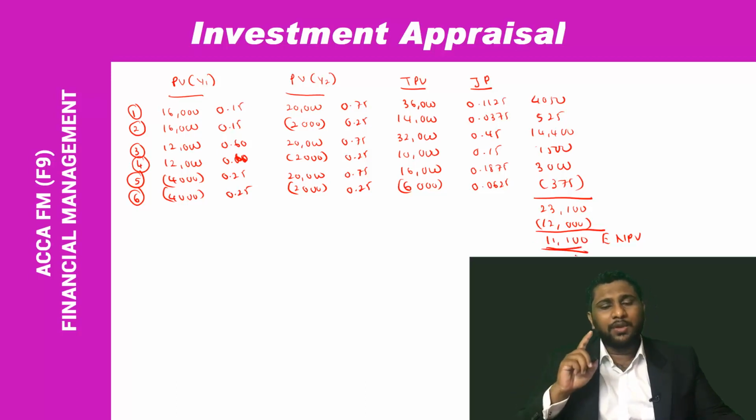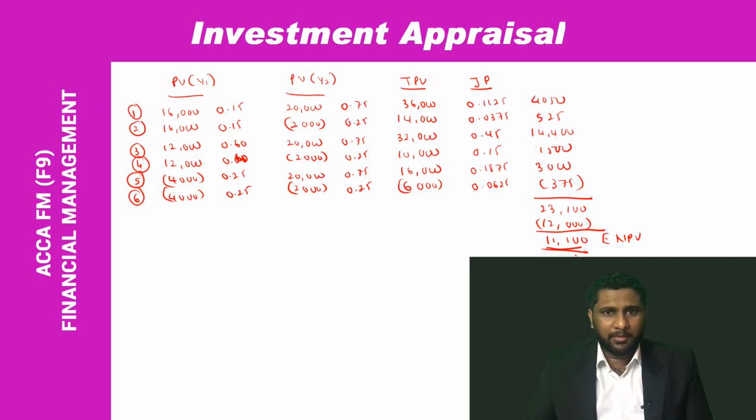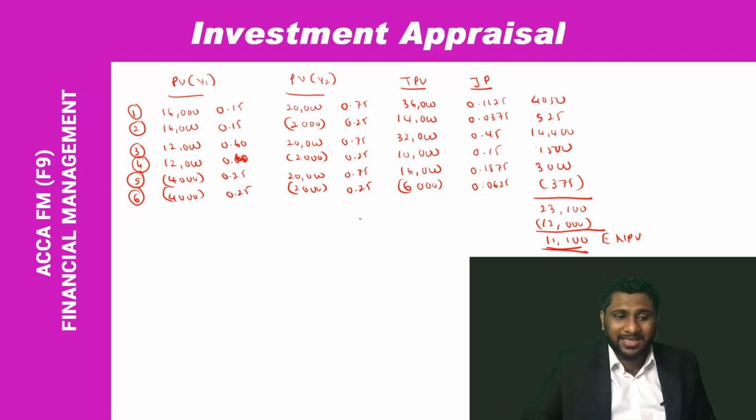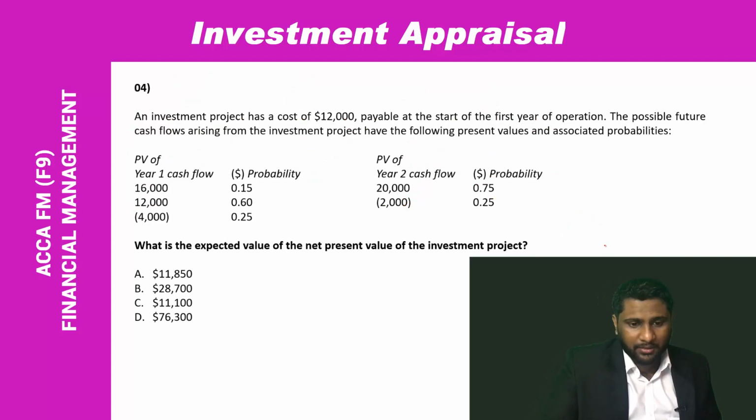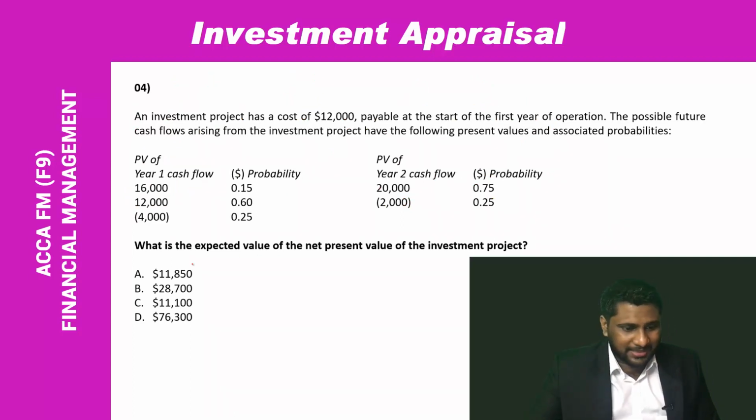But what you have to understand, you will never get this 11,100. You will get either this 36,000 minus 12,000, 14,000 minus 12,000, 32,000 minus 12,000, 10,000 minus 12,000, 16,000 minus 12,000, 6,000 minus 12,000. Those NPVs only you will get. Out of these 6 possible scenarios, only one scenario you will get. You will never get this 11,100 in short term. So this is just an average value. So keep that in your mind. That's an additional learning for you. However, for this question, your answer should be C, because it's 11,100.